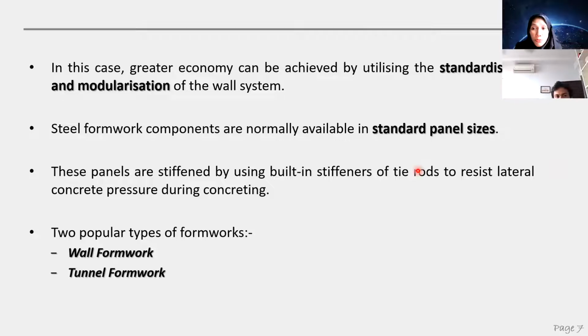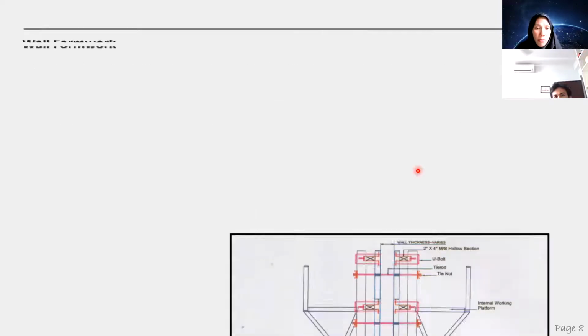Okay, so in this case, of course, as I already mentioned, you need to use standard and modularized components. Modularized wall system means the sizing is similar from level 1 until the top one. All right, there are two popular types of formwork under the formwork system: wall formwork and tunnel formwork. So only two types of formwork.